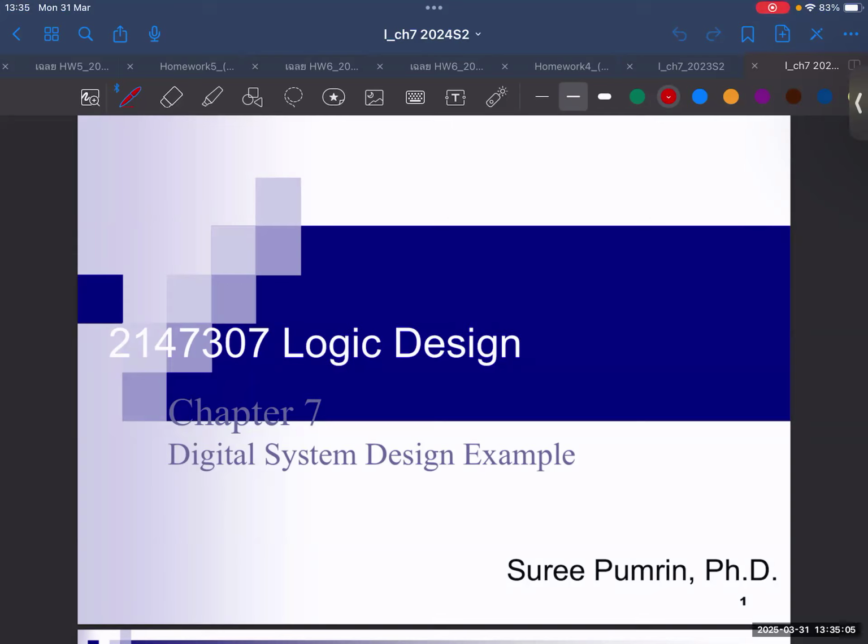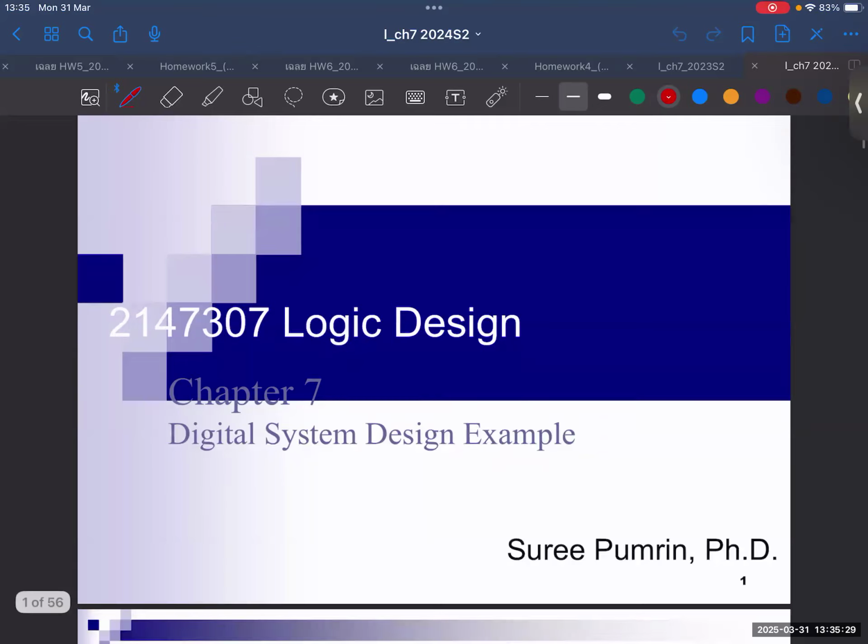Okay. So today we're going to continue on chapter 7, which is more detail about how to design the digital system based on the HDL examples, and I want you to visualize how we can design any digital system and how we can start off.